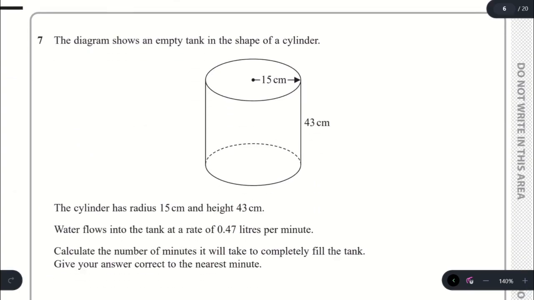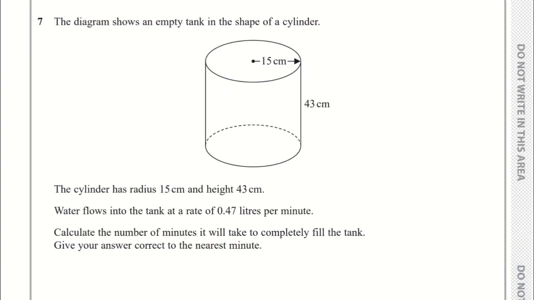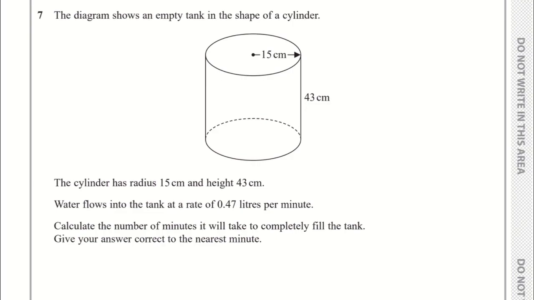Okay, let's go to question number 7, which says the diagram shows an empty tank in the shape of a cylinder. This is the radius, 15 centimeters, and this is the height, which is 43 centimeters. So let's look at the question. The cylinder has a radius of 15 centimeters and a height of 43 centimeters. Water flows into the tank at a rate of 0.47 liters per minute. Calculate the number of minutes it will take to completely fill the tank. Give your answer correct to the nearest minute.